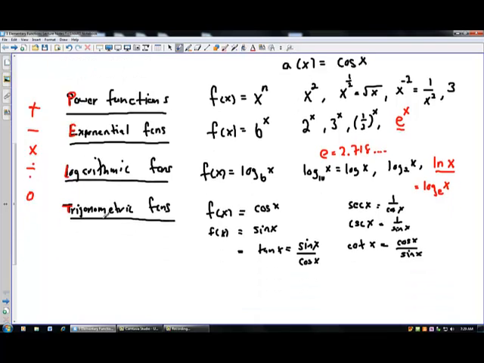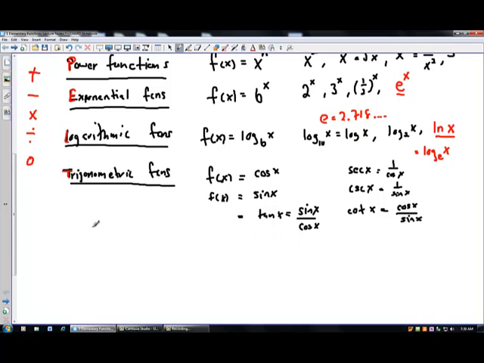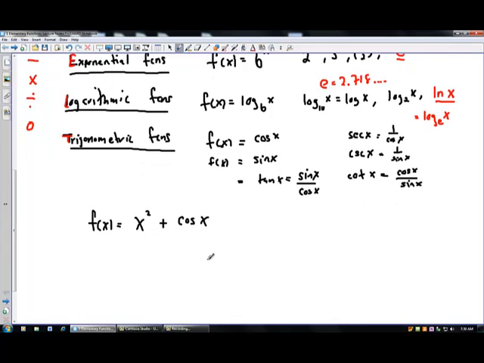So let me just give you a quick example here. If I take f of x equals, let's say, x squared plus cosine of x. You might say, well, that's not an elementary function. I say, yeah, it's not an elementary function, but it's the addition of 2 elementary functions. So this right here is a power function, whereas this is a trigonometric function.